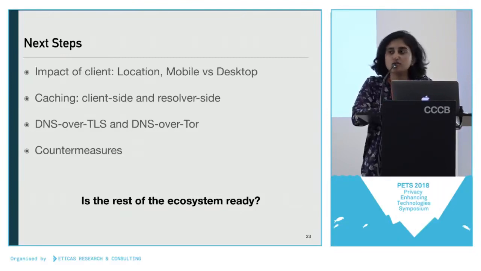And finally, we want to look into designing better countermeasures, which might include removing unnecessary data from the APIs, or maybe padding-based measures as well. And I guess the final question is, even if we do all these measures for DNS privacy, whether the rest of the ecosystem is ready for getting full privacy for the user. There are recently some improvements in TLS, for example, but it takes time, and I guess we'll have to wait and see. Thank you.